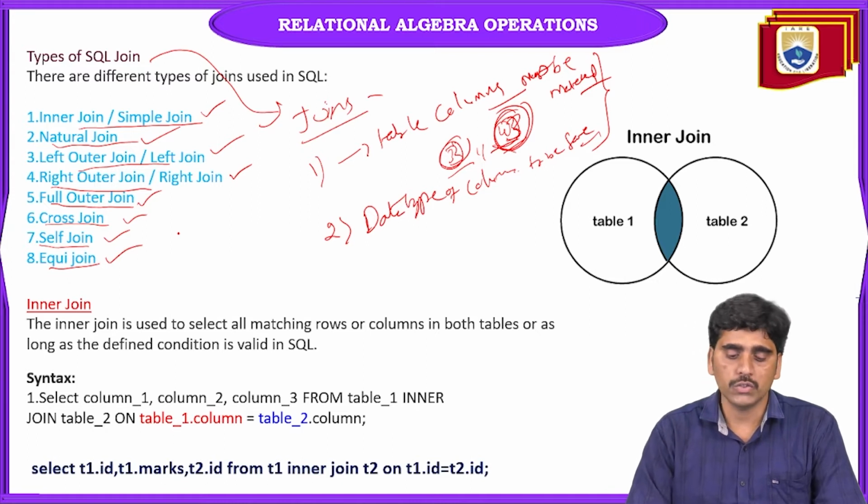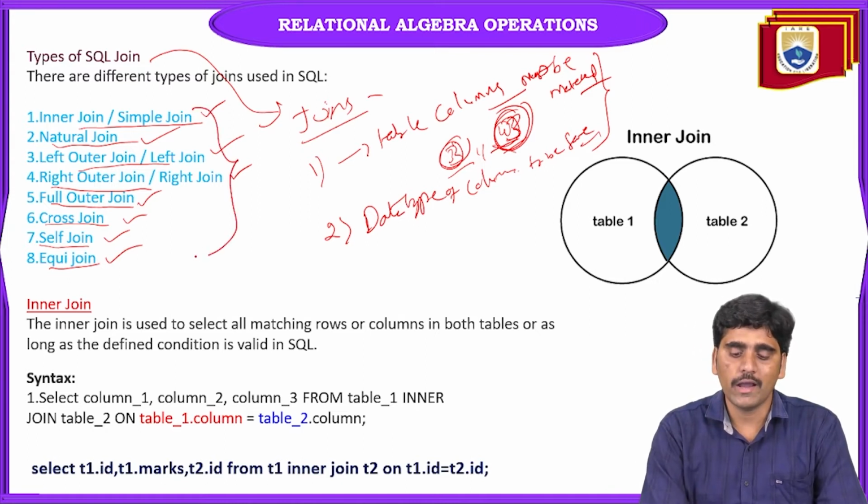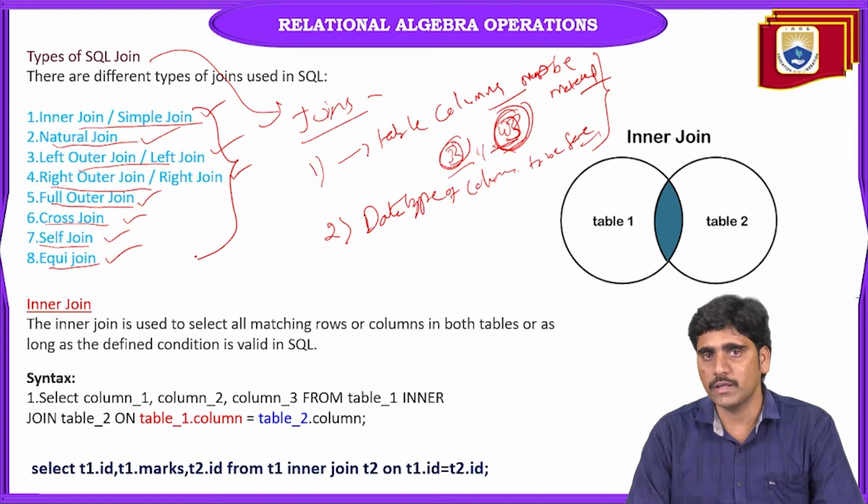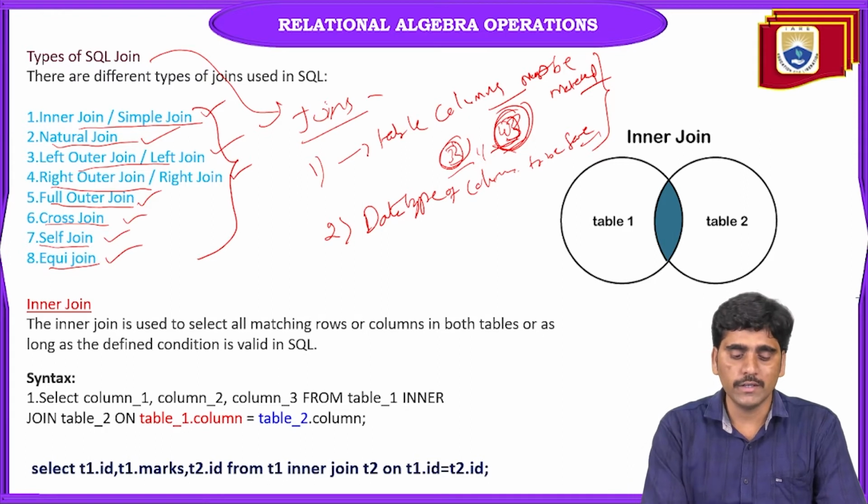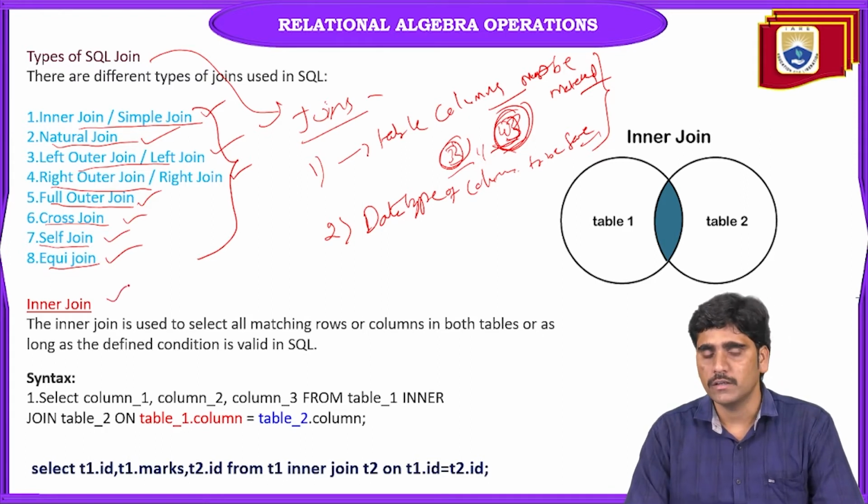Equi join. Like the way we have different types of joins, we'll see each one by one, how it performs and how it retrieves the values from one or two tables. The first one is inner join.